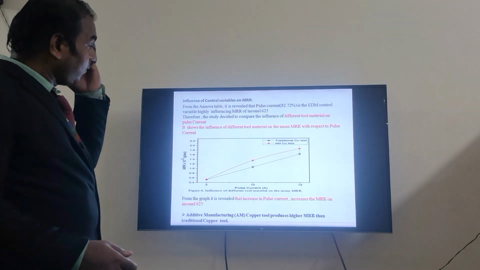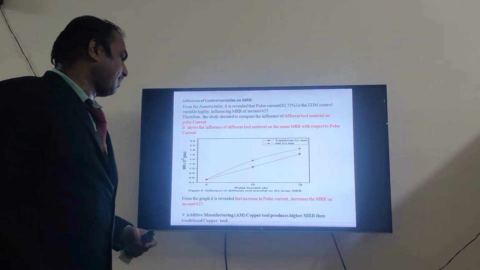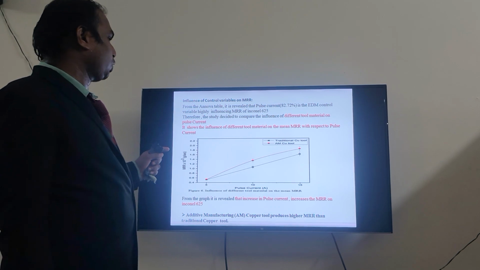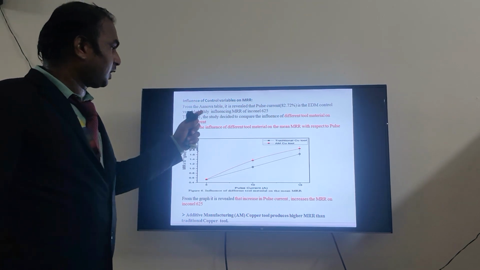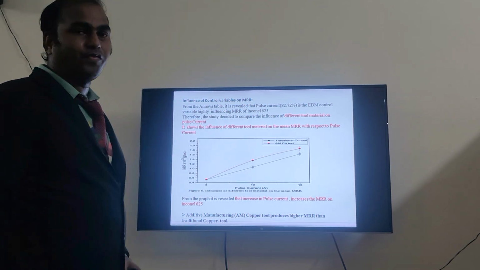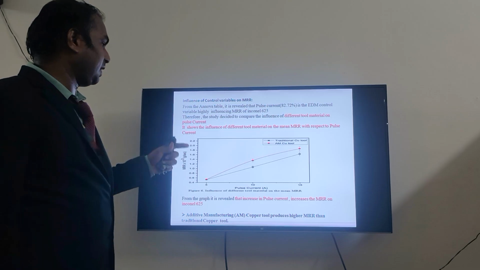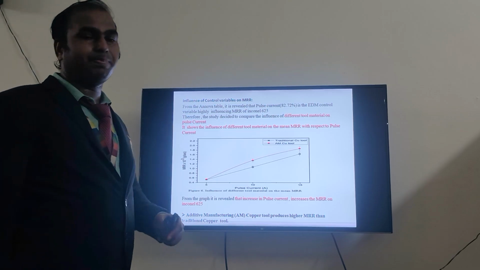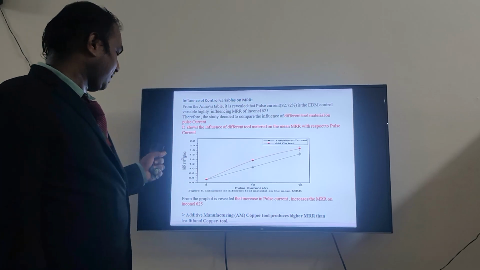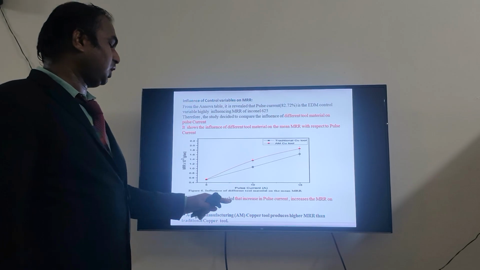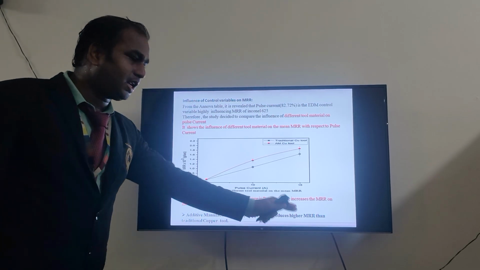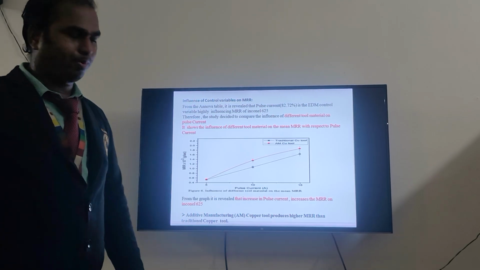Next is the influence of control variables on MRR. The graph shows the comparative study of the different tool materials with respect to pulse current. It shows that the additive manufacturing copper tool produces a higher MRR than the traditional machining process.